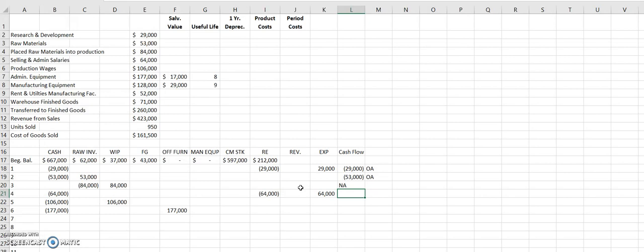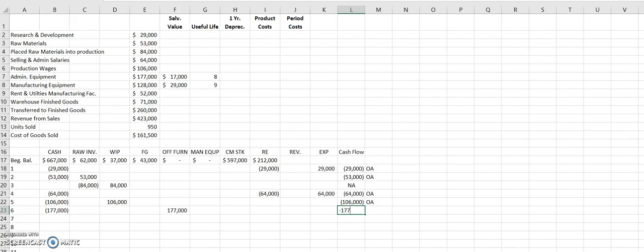No cash involved with this next transaction, so that's an NA. Transaction 4, negative 64,000. That was again for the selling and administrative folks. So again, we deal with our employees every day. That's an operating activity. 106 for our production employees. Still an operating activity because we're still dealing with employees. We're production versus admin. They're all still employees.